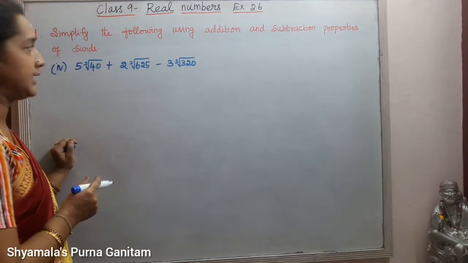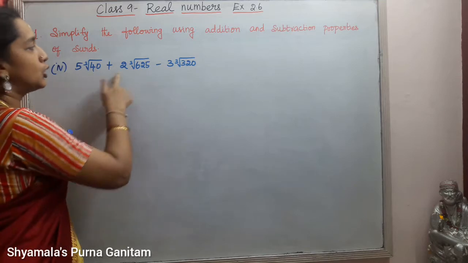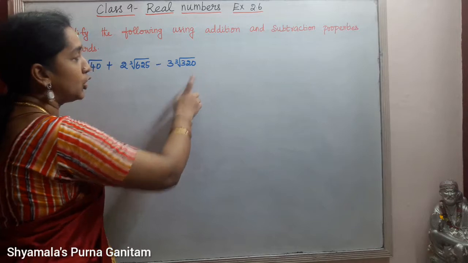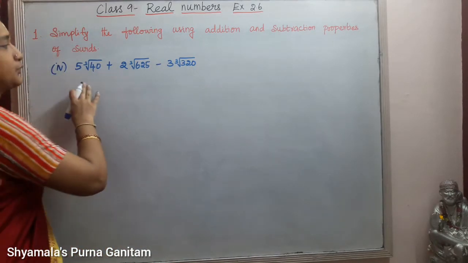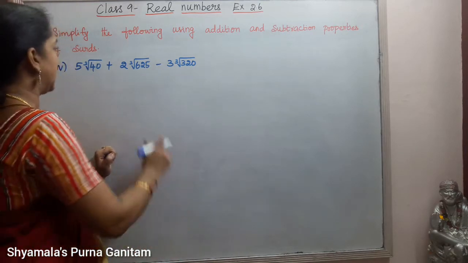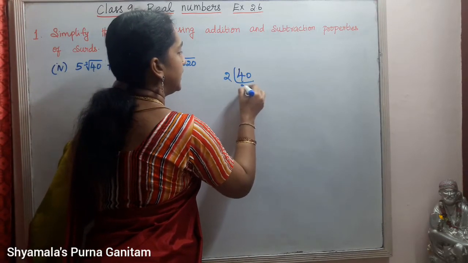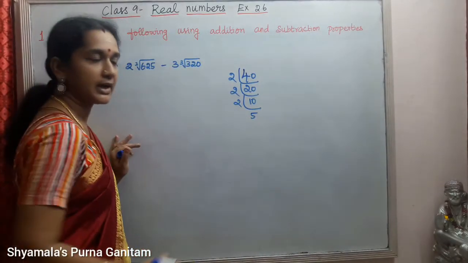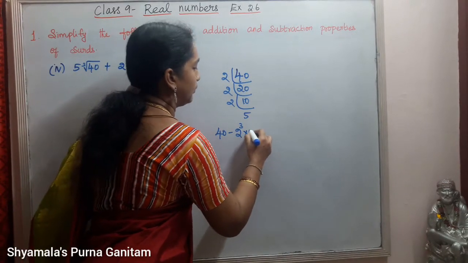Okay. Next sum is the fourth one. 5 cube root of 40 plus 2 cube root of 625 minus 3 cube root of 320. So now we will find the factors of these three numbers, 40, 625 and 320. For 40 the factors are 2, 20, 2, 10, 2, 5. So we can write this 40 as 2 power 3 into 5.